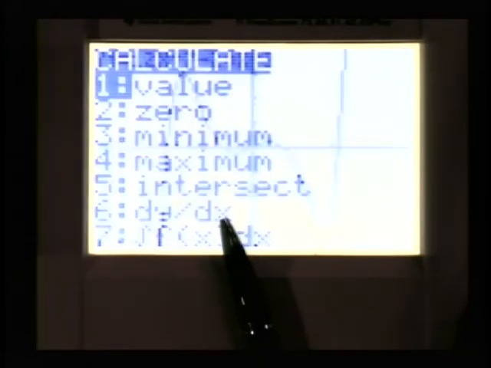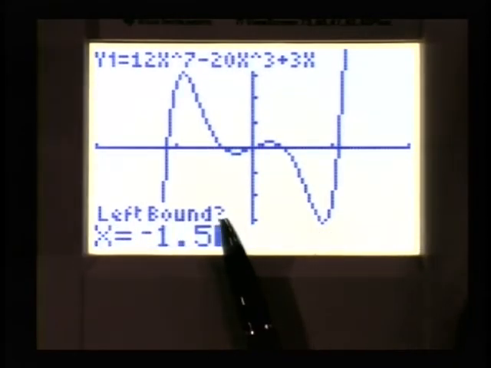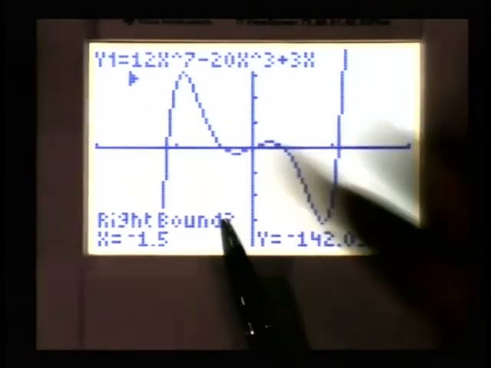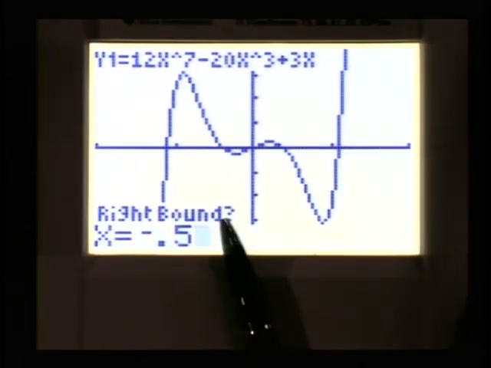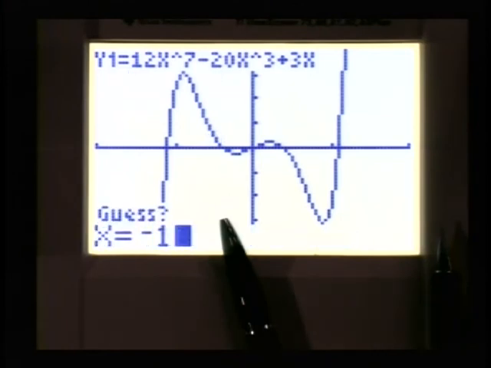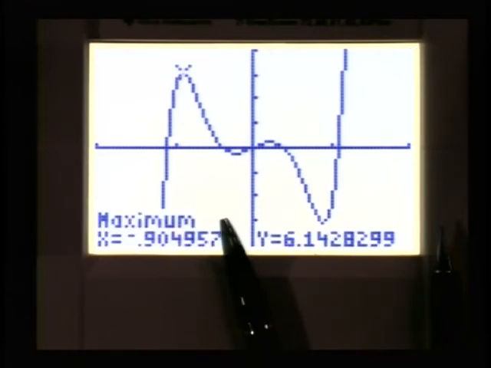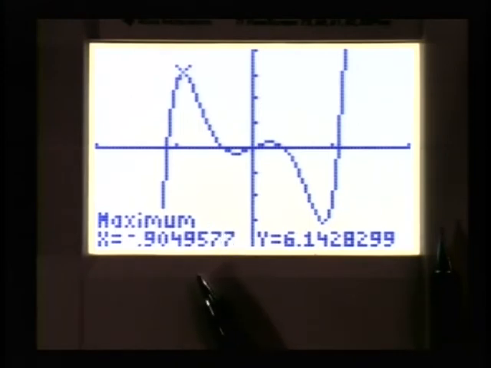Maximum this time, item 4. I go to the left bound. I'm going to say maybe -1.5 by looking at the scale marks. I'm going to pick a right bound at maybe -0.5. Notice the region, the interval that's set up here, and then I'm going to pick a guess maybe at -1, which is inside that region, and I hit enter. And some of you in class, please write this down. At -0.9050, rounding off to 4 decimal places, we have a reading of 6.143 approximately.